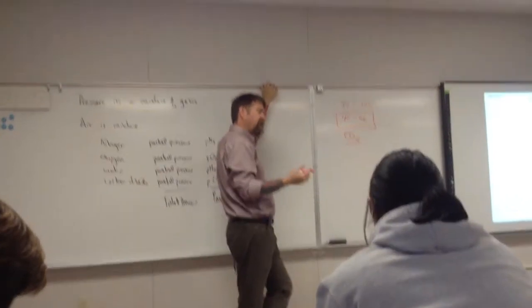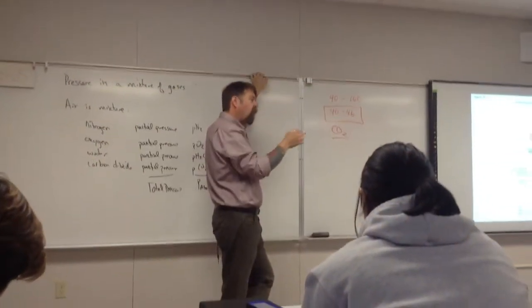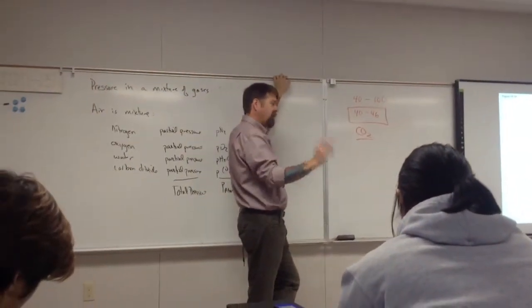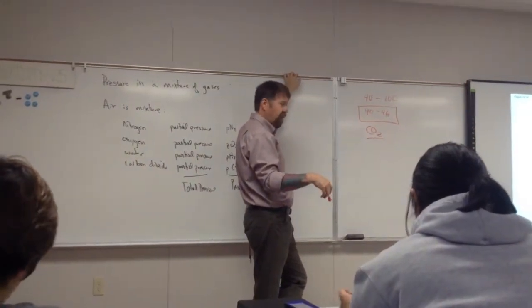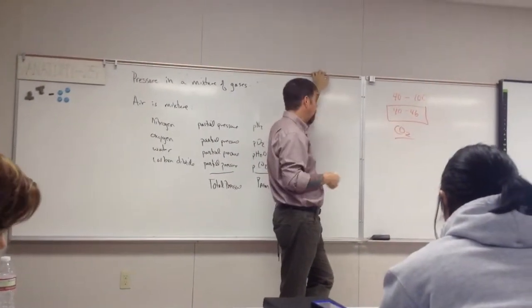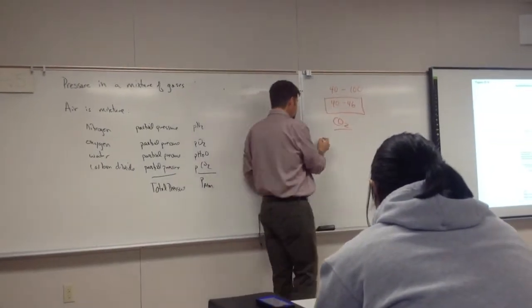Does that make sense? So we can monitor one or the other. It doesn't matter which one, because they're correlated with each other. If O2 levels are high, CO2 levels are low. If CO2 levels are high, O2 levels are low. So we can monitor CO2. So these are chemoreceptors.